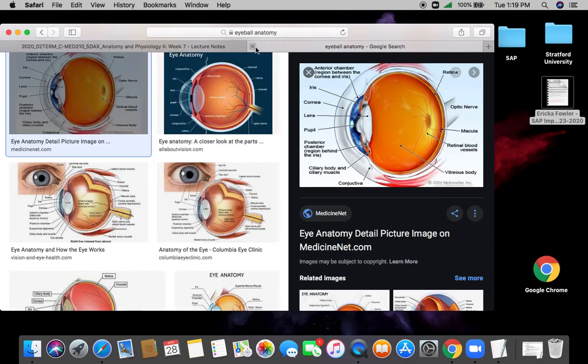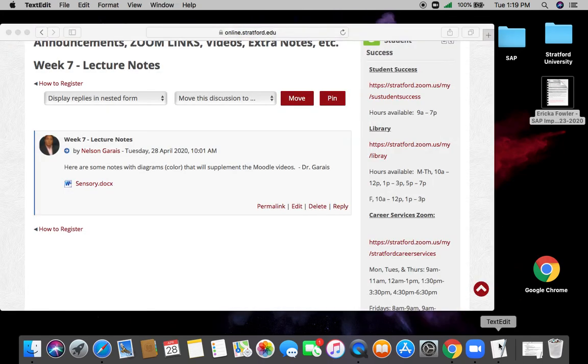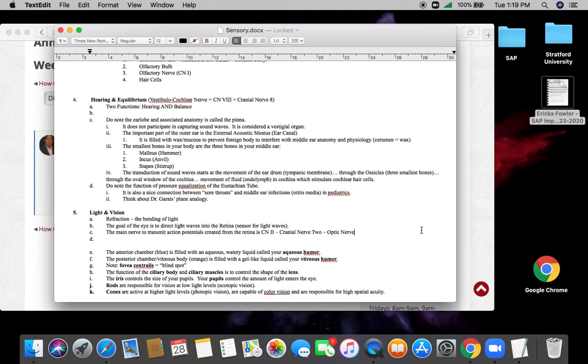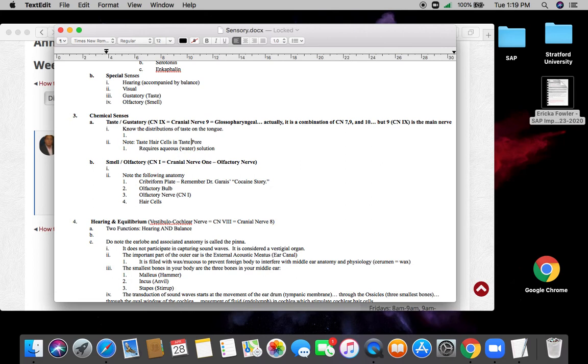Okay, let's see if I missed anything else. So we talked about light and vision, hearing and equilibrium. Oh, the fovea centralis. I forgot to mention that as the blind spot. Cilia, rods, cones, I mentioned that part. Color vision. Okay, so overall, I think that's all we have for special senses for this week.